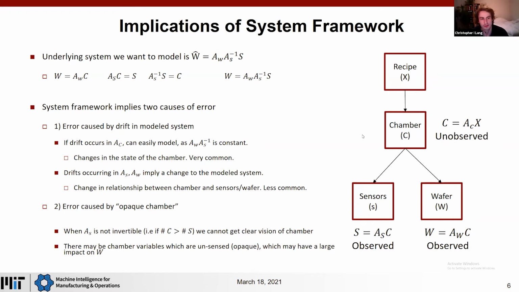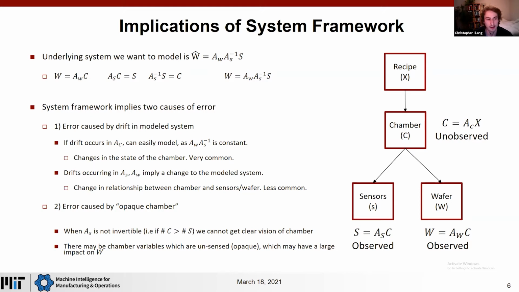The second source of error from this framework is a little bit less intuitive than the drift in the system itself. I call it opaqueness error. There might be a better term for it. But what it means is that if AS is not fully invertible, then even if we knew what AS was, we can't figure out what all the chamber variables are just from sensor measurements. For example, if more chamber variables impact the sensor and the wafer than there are actual sensors, we can't get a clear vision of what's going on inside of the chamber. That's why I call it an opaqueness error.